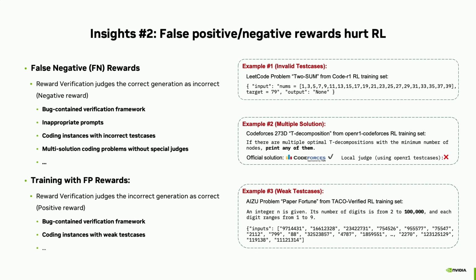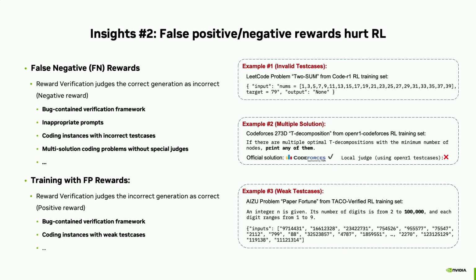Also, if we check the Open-R1 Codeforces RL training set, there is a problem where you basically need to construct a solution, and if there are multiple solutions, you can print any of them. If we add this into our training set without a special judge, this will introduce false negatives. That means in your local judge, given a correct solution, your generated code solution will be judged as incorrect. But if we submit it to the official Codeforces platform, it's actually correct.